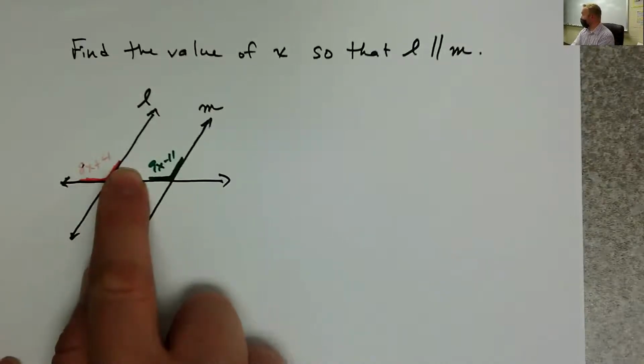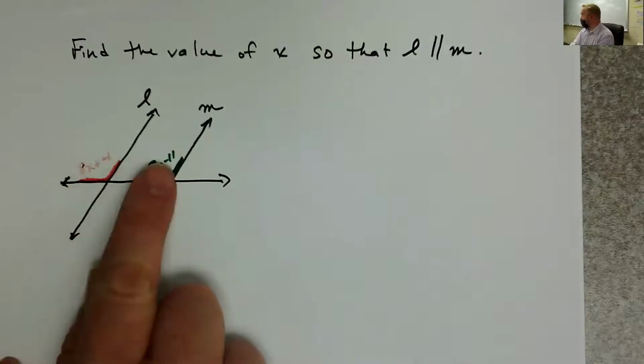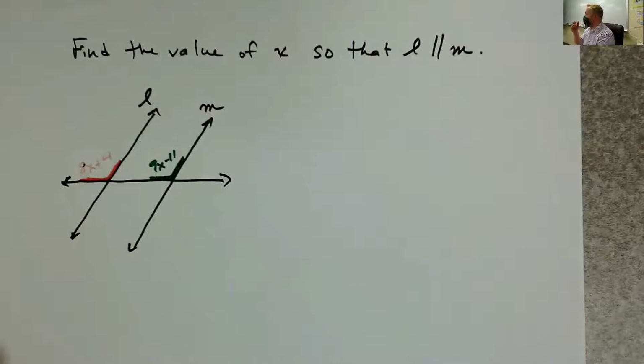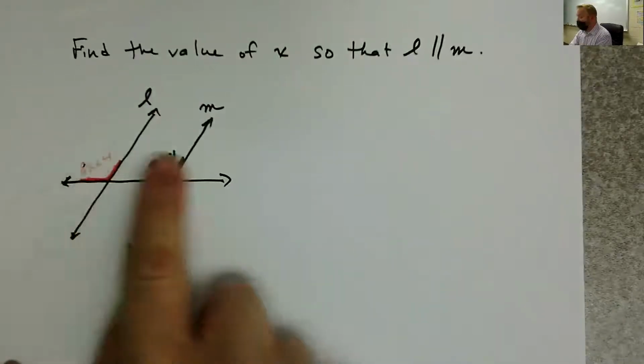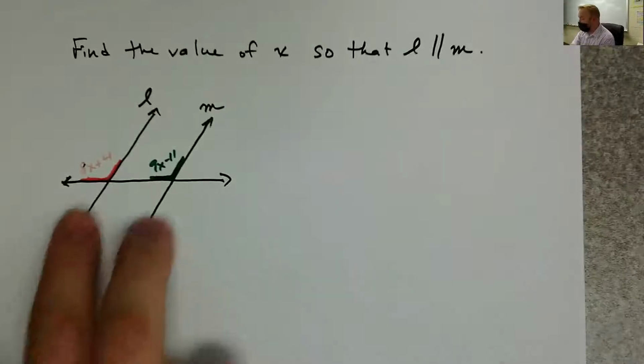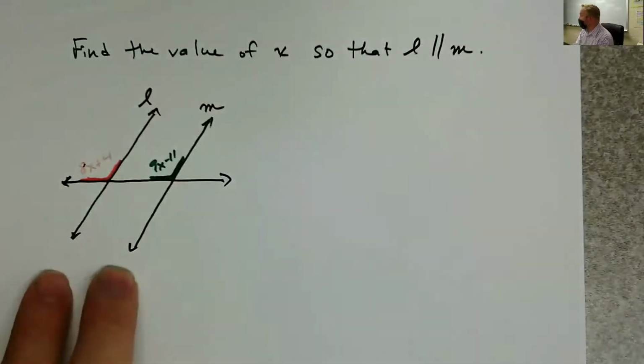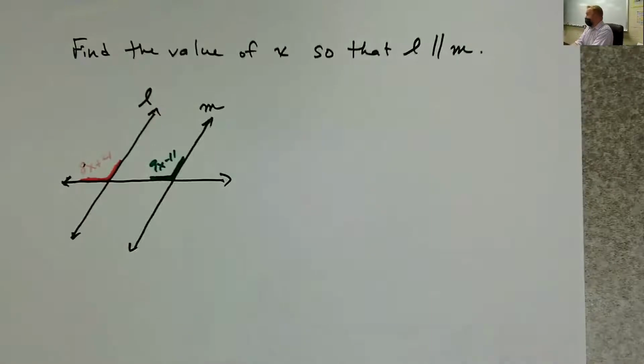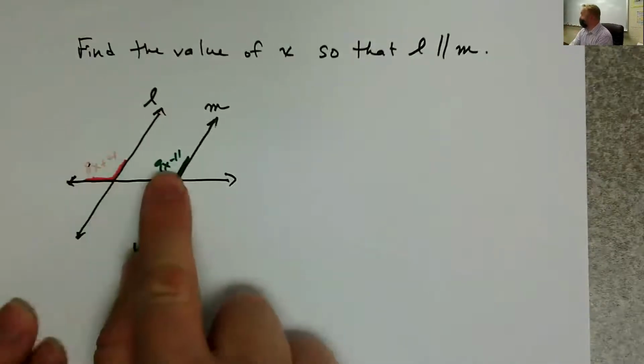Corresponding. Okay? If these corresponding angles are equal or congruent, then the lines are parallel. Would a value of 2 for x cause my corresponding angles to be equal? No. Would a value of 2 for x cause these lines to be parallel? No. The only way in this case, with the information that we've been given, the only way we can make these lines parallel is by making the corresponding angles equal.